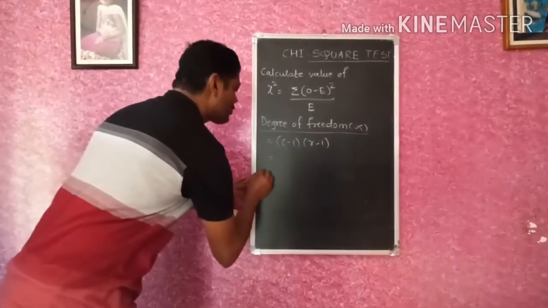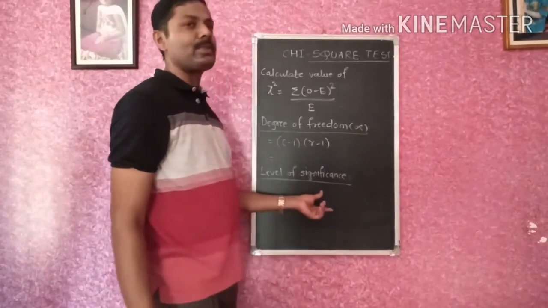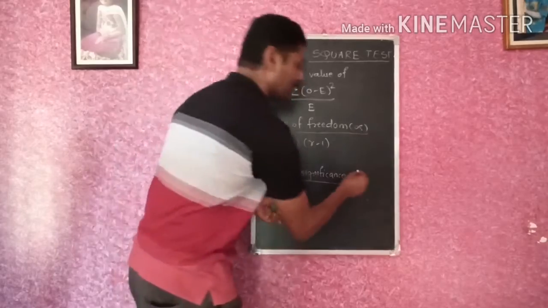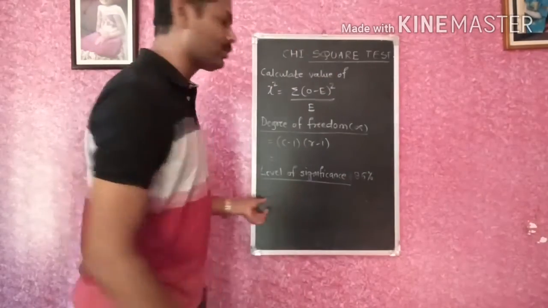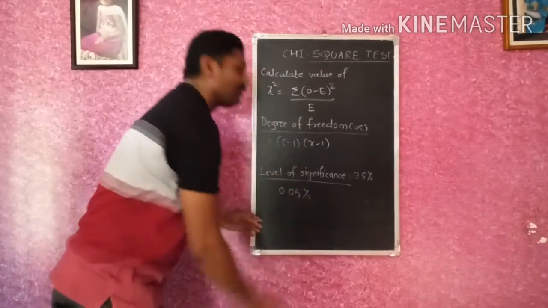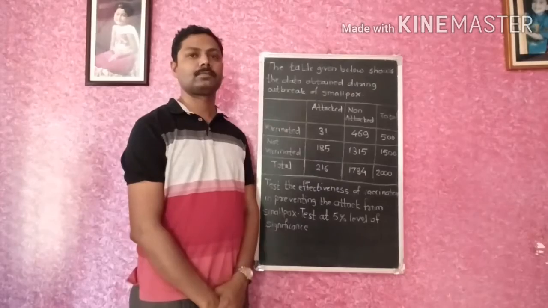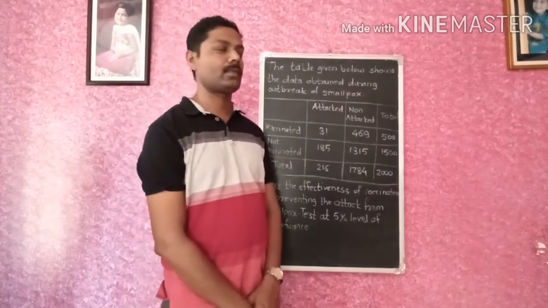And the next one is level of significance. Mostly in social science we use a 95% level of significance. It is a 95% confidence level. It means we are using a 0.05 significance level.